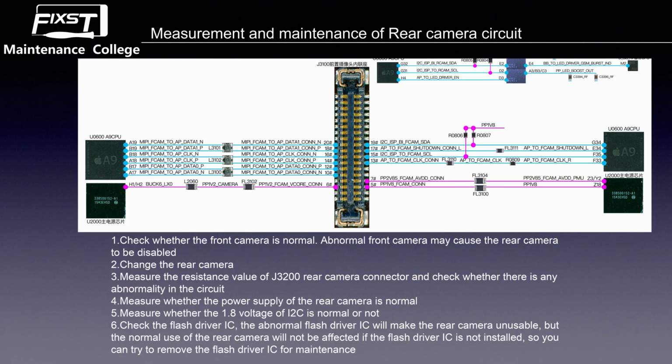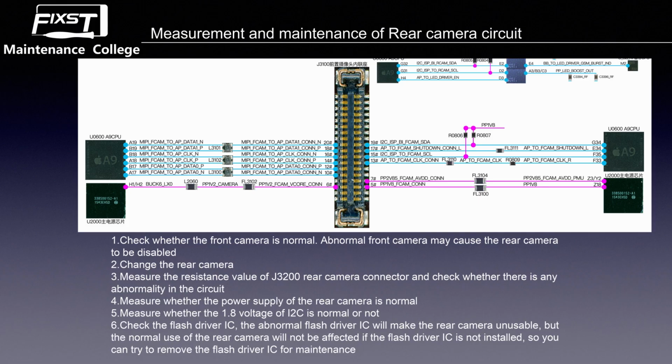If all of those are normal, we need to test the flashlight driver IC. A lot of people don't know that an abnormal flashlight driver IC will also make the back camera unusable. But not installing the flashlight driver IC will not affect normal use of the back camera. So we can try to remove the flashlight driver IC to try the repair. Actually, in repair, a lot of people test everything about the back camera and it's normal, but they don't know this thing also causes the back camera to be abnormal.